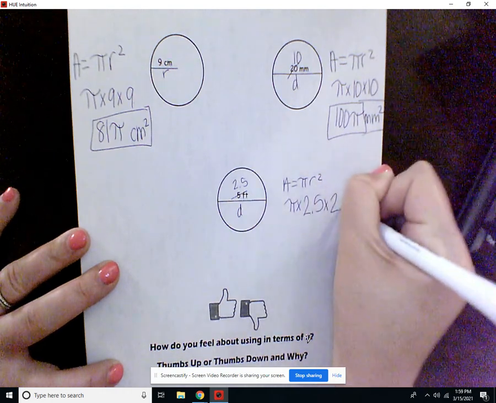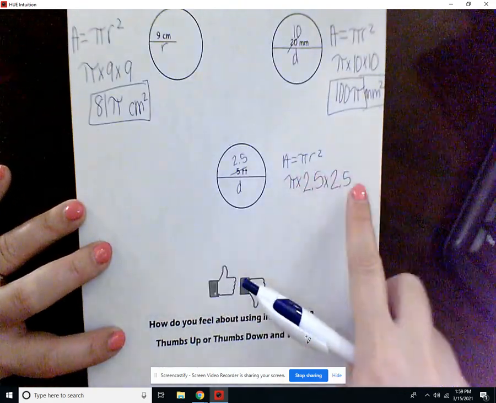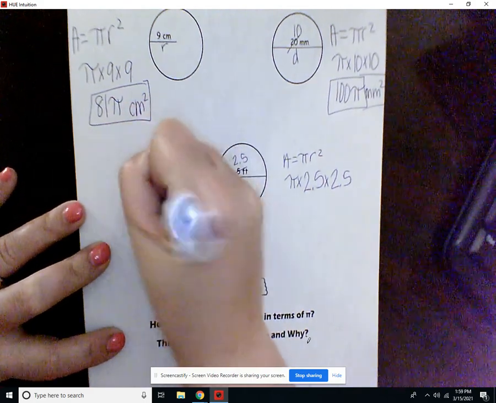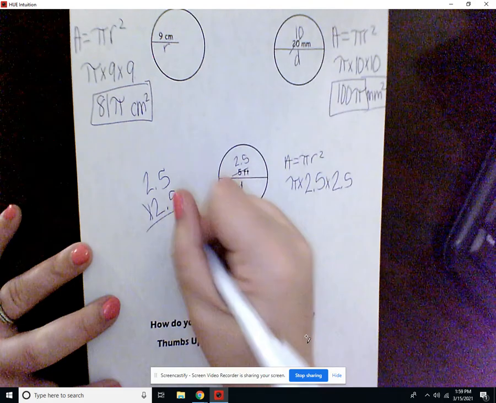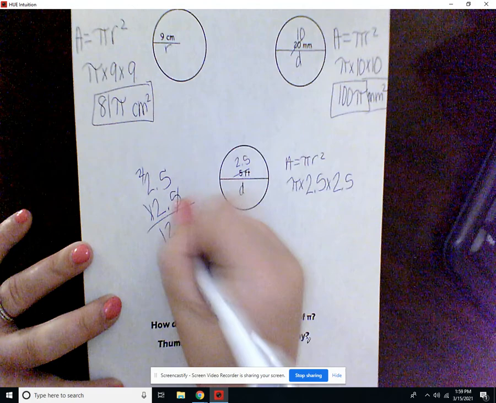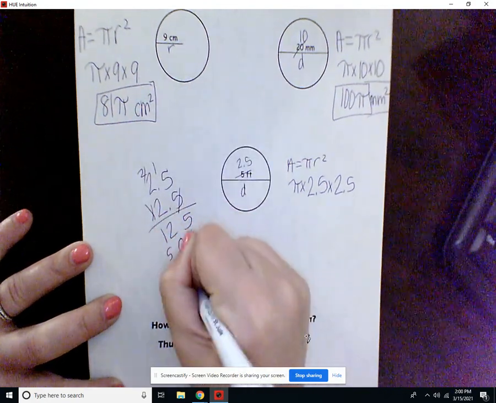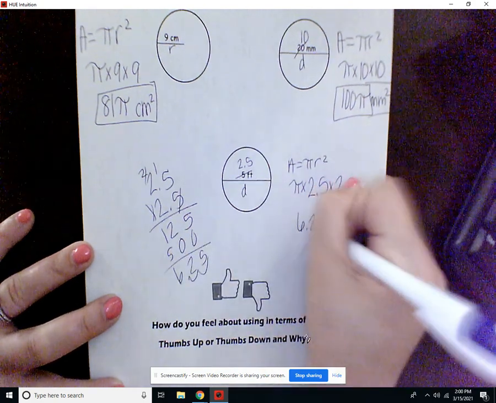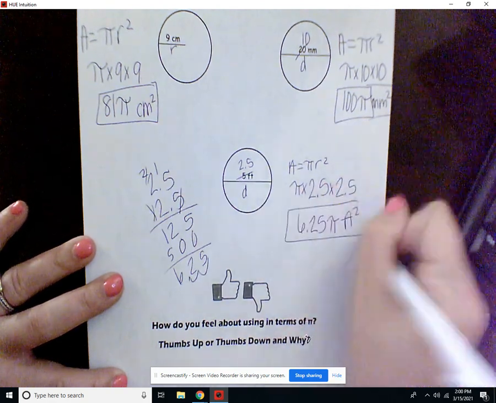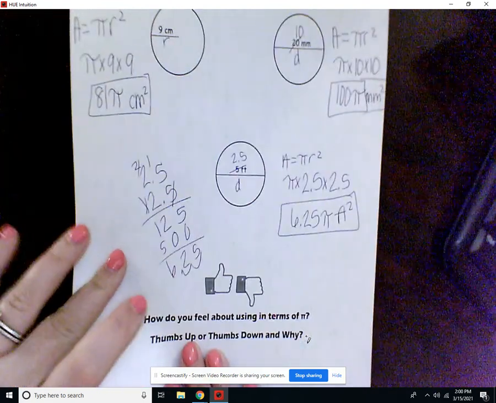2.5 times 2.5. We are going to have to multiply those because, again, 2.5 times 2.5 is not going to be 5. It's going to be a different number. So I'm going to multiply those together. So we get 6.25. Again, put the pi symbol, and it's going to be feet squared. Okay, so let's flip it over to our next side.